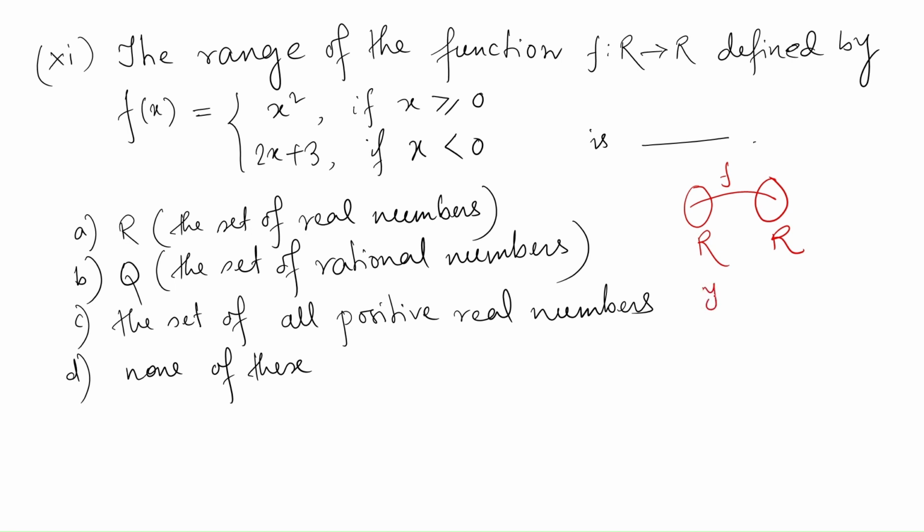Say y equals f of x. Then y equals x square. x equals plus or minus root over y. If we take the set of real numbers, then the negative numbers also will come here and this x will become imaginary. So we cannot take the negative numbers. Therefore, option C is the correct answer, the set of all positive real numbers.